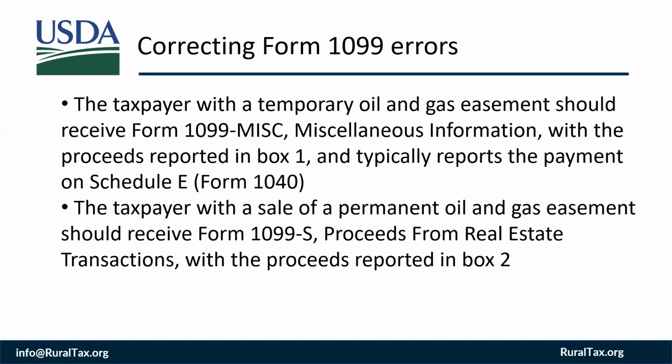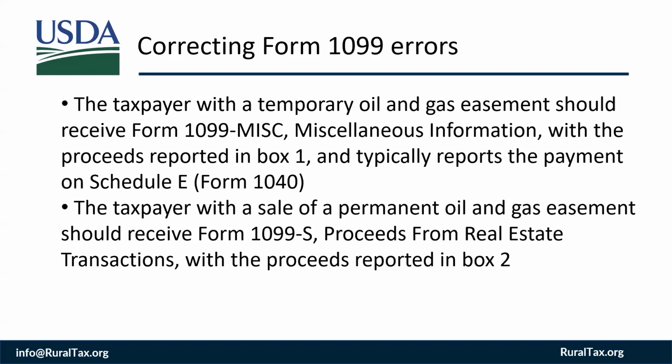So what happens if? So this is where we're getting into the examples. So the first situation here is a taxpayer with a temporary oil and gas easement. They should get a 1099 miscellaneous. That's for miscellaneous information. Since it's an easement, it should be reported in box 1 on the 1099 miscellaneous. It will then typically flow to the Schedule E of the Form 1040. Your tax preparer will understand what's going on here.